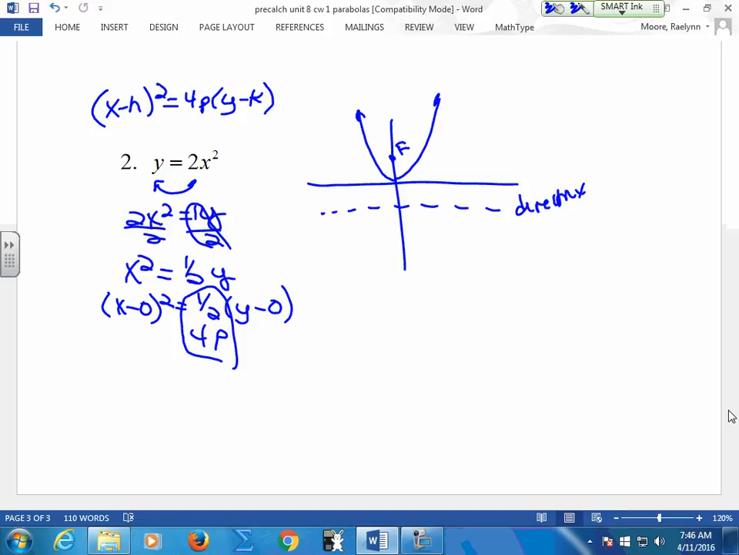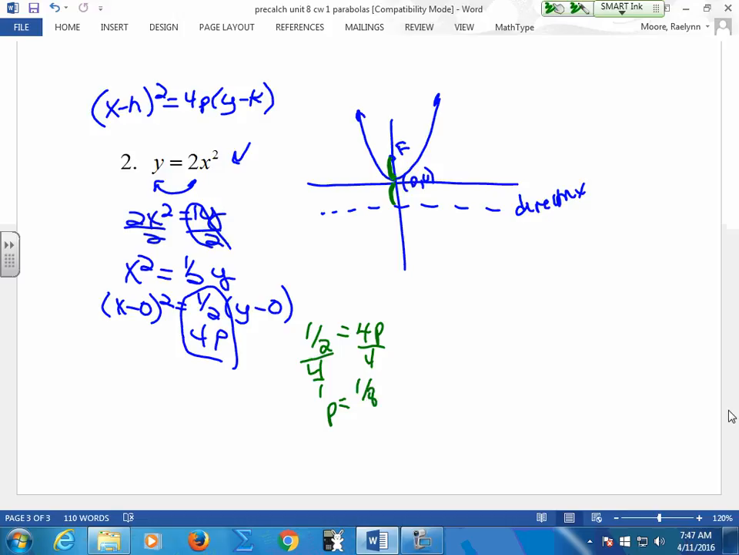You couldn't find it from this guy, but you can find it from this one. So if my vertex is at 0, 0, I need to know my value of P. My value of P is here to here, here to here. So I take this guy right here, I say 1/2 is equal to 4P. I need to solve for P. So what do I have to do? Divide by 4. Don't fall into this trap. 1/2, flip it over. So P is what? 1/8.